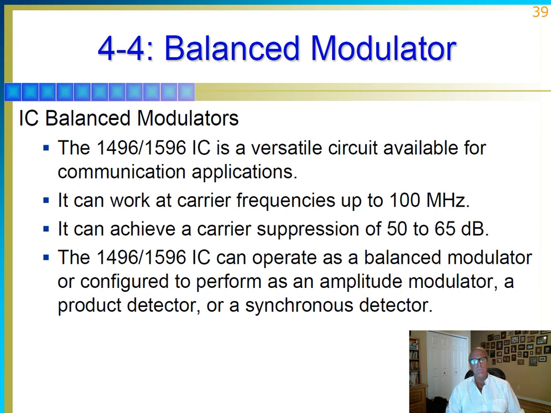And we can use some chips, 1496. You can look up these on DigiKey. I think they still are available. They don't go to really high frequencies, up to 100 megahertz, so for something beyond that, you have to use the lattice modulators with low capacitance diodes. Carrier suppression of 50 to 65 dB is pretty good. You can do more with filtering after that.